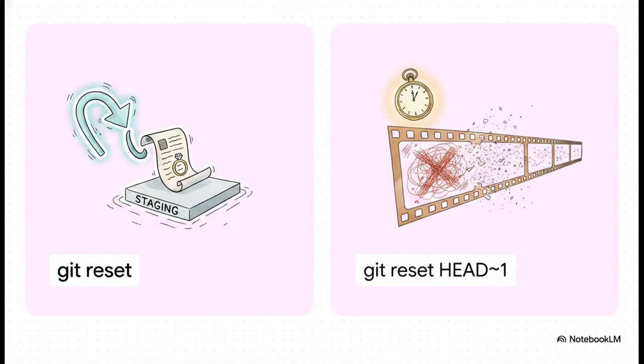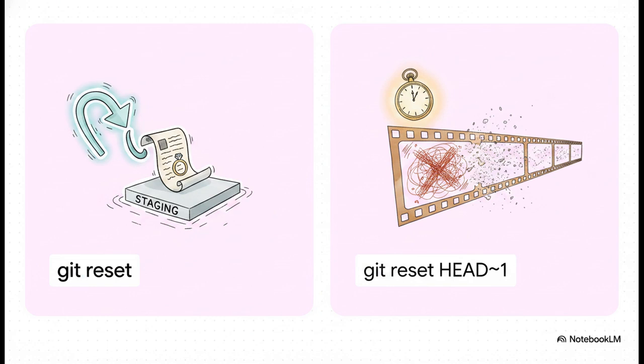Git is actually famously forgiving, provided you know the right commands to basically time travel. You really have two main lifelines here. If you have an unstaged error, meaning you've only run git add, but you haven't officially committed yet, a simple git reset with a file name unstages it. It drops the file right back from that staging phase.